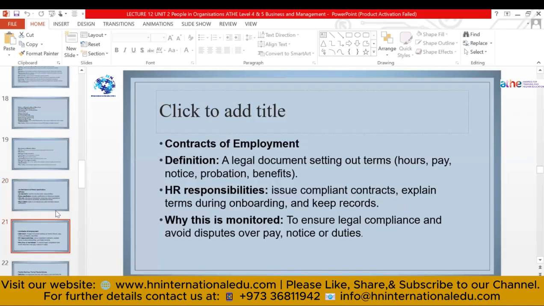Contracts of employment: once you're hired and in the organization, then comes this part. JD, JS done. Job specification and person specification are similar terms. A contract is a legal document setting out the terms: hours, pay and notice, probation, benefits. How many hours I have to work, what will be the salary, will it be on an hourly, daily, weekly, or monthly basis, important notices, probation if it is going on, and what benefits will be given to me. HR responsibilities: issue compliant contracts, explain the terms during onboarding, and keep records.